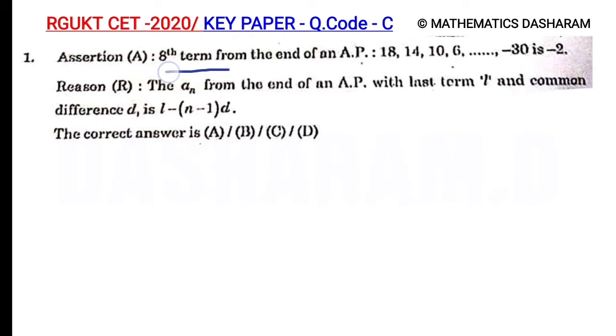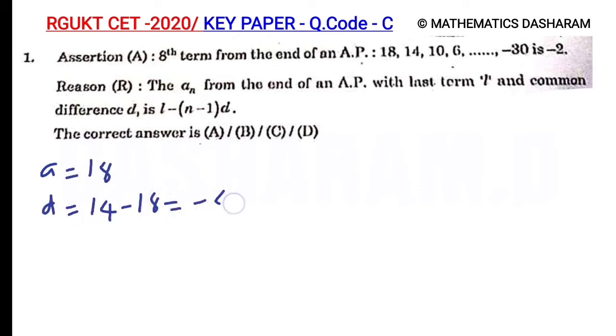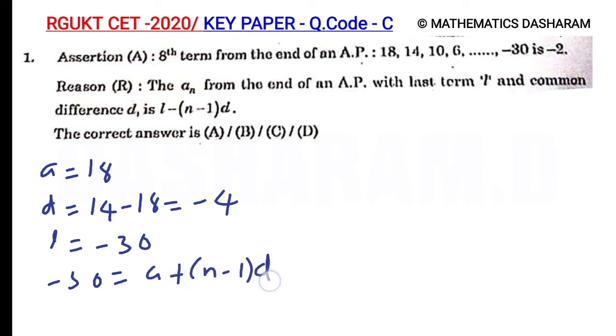First question, the eighth term from the end of the AP is minus 2. In this AP, the A value is 18, and D is 14 minus 18, which equals minus 4. Next, the last term L equals minus 30. So minus 30 equals the nth term formula, A plus (n minus 1) into D. Let's substitute the A and D values. So minus 30 equals A value 18 plus (n minus 1) into D value, which is minus 4.